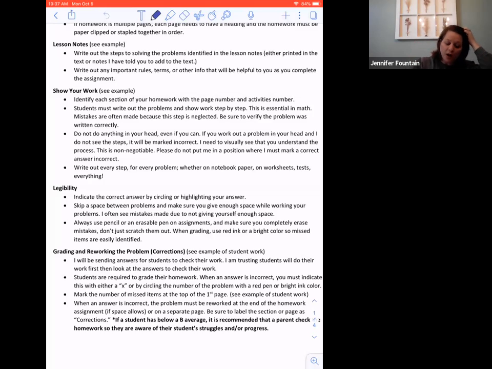Skip a space between problems and make sure you have enough space while working your problems. I often see mistakes made due to not giving yourself enough space. And that was like the example I was just giving you about my son.